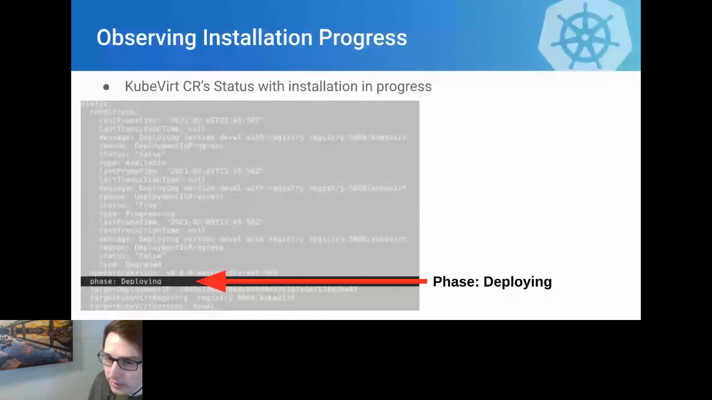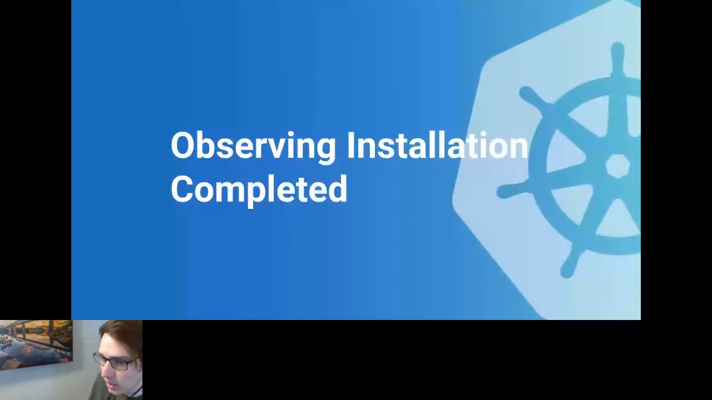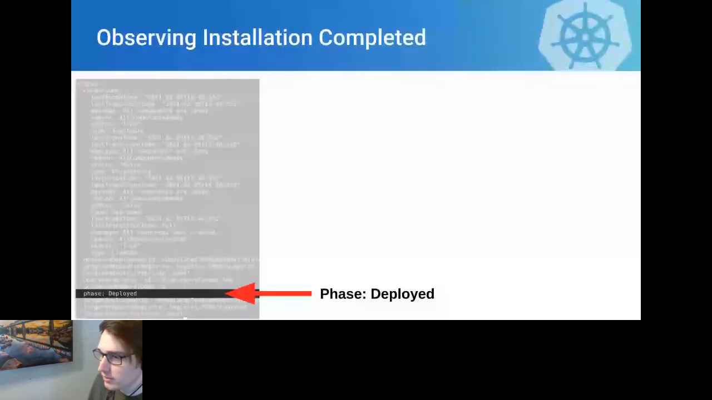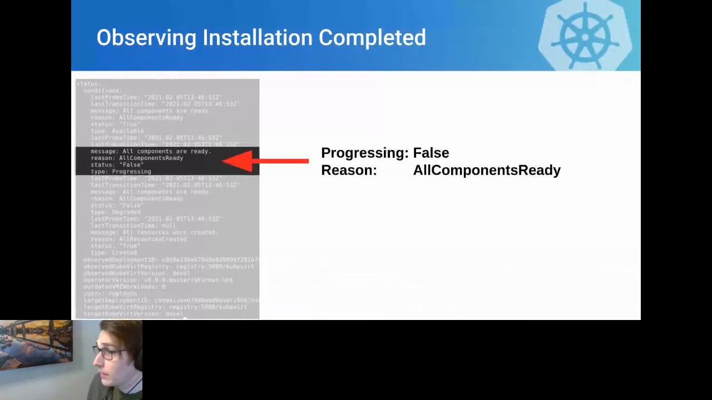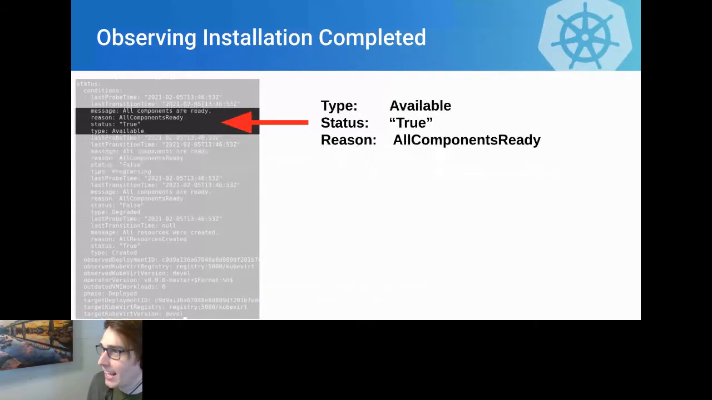After we wait a bit, and once the installation is completed, we can observe some changes. The phase is going to go to Deployed. The Progressing condition is going to be set to false with a nice reason for us there. And the Available condition is now set to true, which is the thing the kubectl command was waiting on. Again, it gives us a great reason: all components are ready.